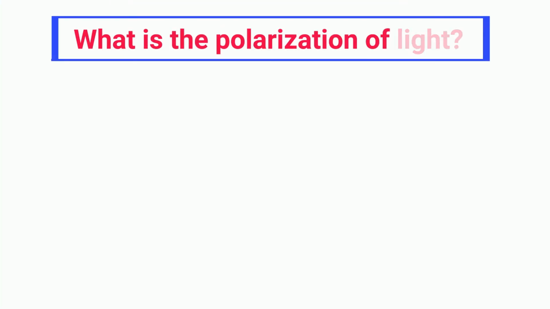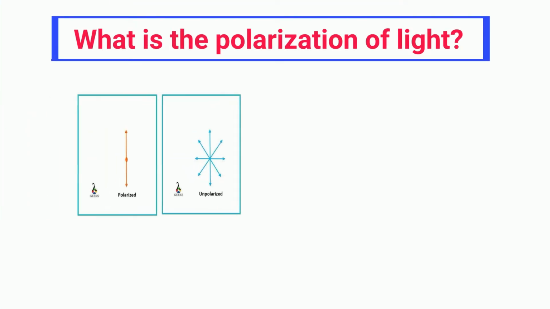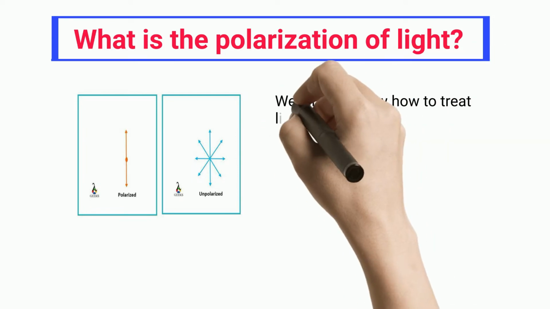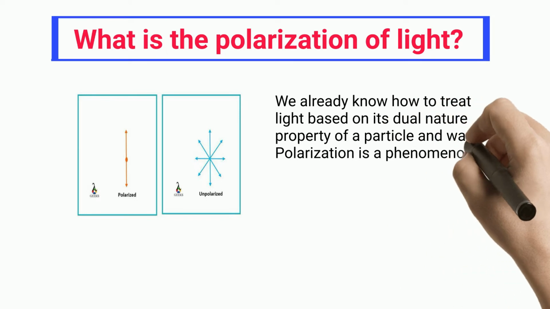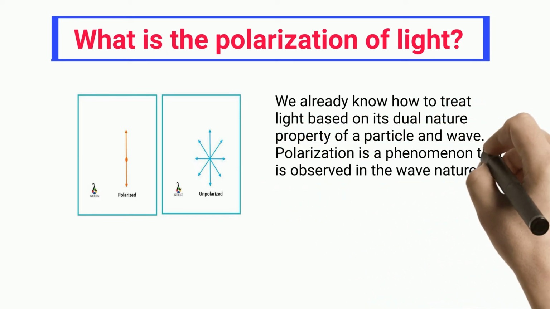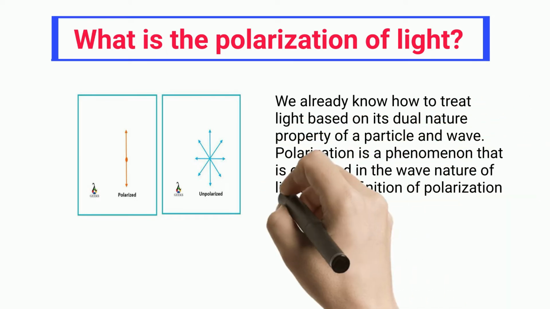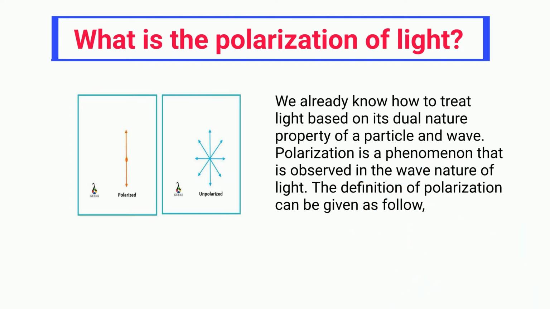What is the polarization of light? We already know how to treat light based on its dual nature property of a particle and wave. Polarization is a phenomenon that is observed in the wave nature of light. The definition of polarization can be given as follows.